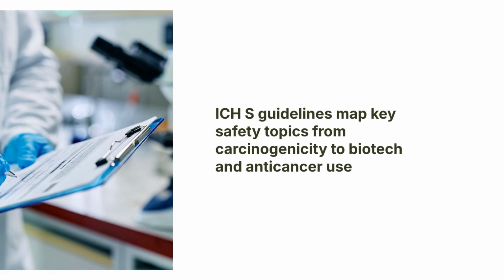The ICH S series divides key safety questions across several guidelines. S1 covers carcinogenicity, S2-R1 covers genotoxicity, S5-R3 covers reproductive and developmental toxicity. S6-R1 addresses biotechnology-derived pharmaceuticals. S7A and S7B cover safety pharmacology, and S9 tailors expectations for anti-cancer medicines.